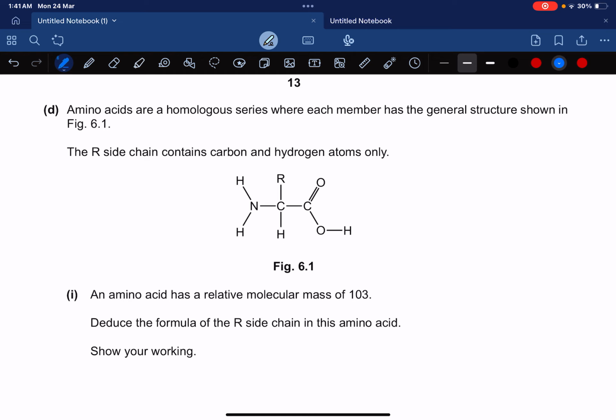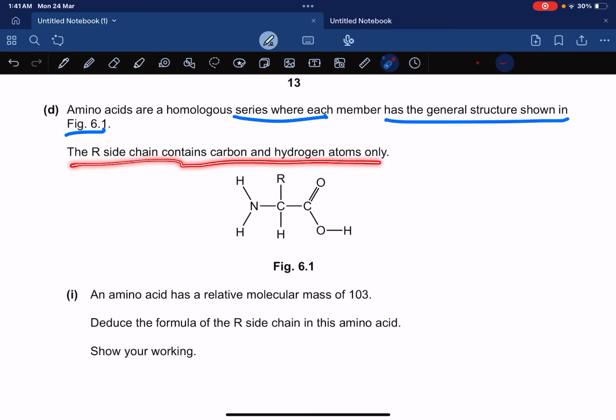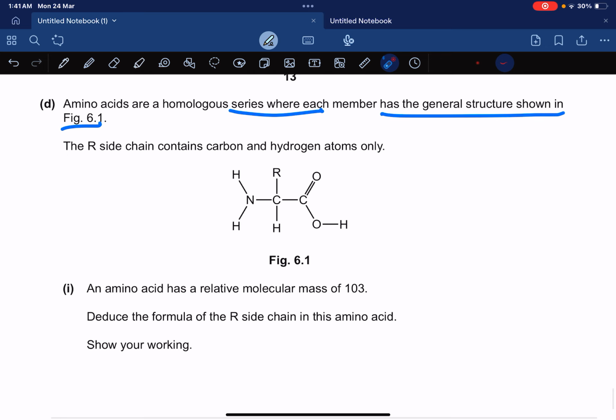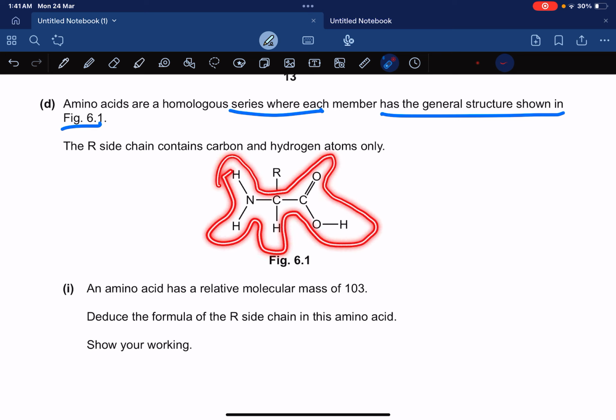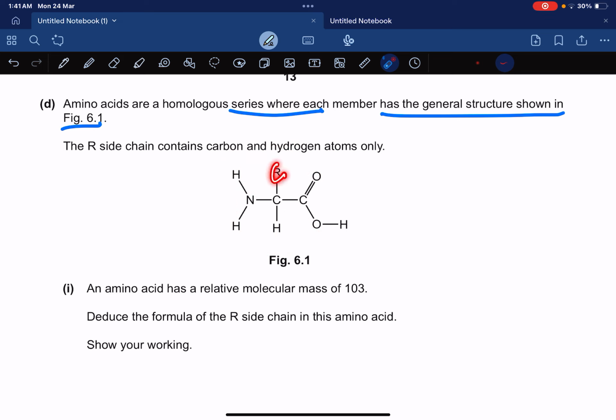Amino acids are homologous series with each member, ठीक है, has the general structure shown in figure 6.1. The R side chain contains carbon and hydrogen atoms only. ठीक है, अब वो हमें कह रहे हैं कि this R side, this is basically some carbon atoms and hydrogen atoms, and we don't know what are these. ठीक है, हमें सिर्फ इतना general फार्मूला आता है. The rest, this R part, we don't know, but we know that there are going to be some hydrogen and some carbon atoms over here.